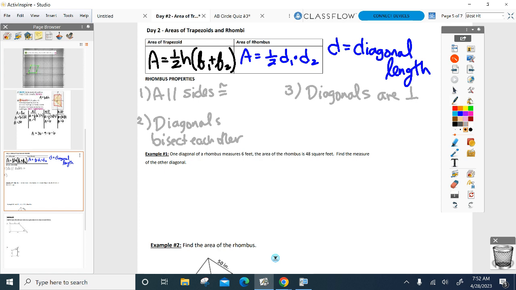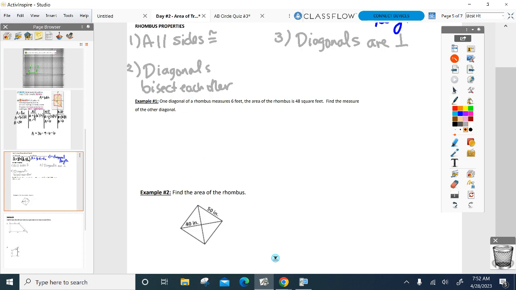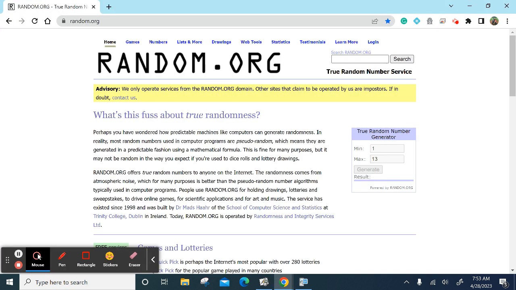Okay, ready to roll? Let's see how many we can get through here. One diagonal measures 6 feet. The area is 48. What's the measure of the other one? So just something basic so I can get you guys started using the area formula. 1/2 D1 times D2. All right, you let me know. Where do you want the 6 to go and where do you want the 48 to go? One diagonal 6 feet. The area is 48. Where do you want me to put them here?